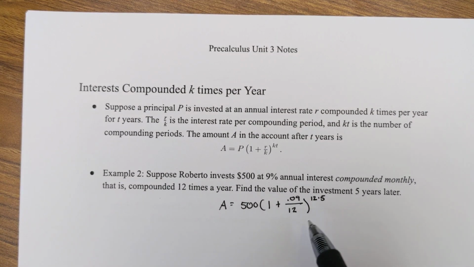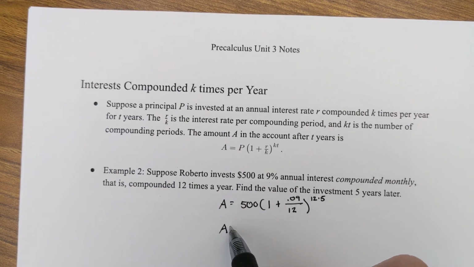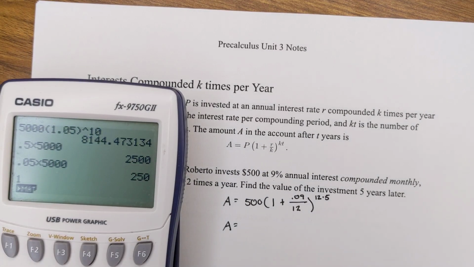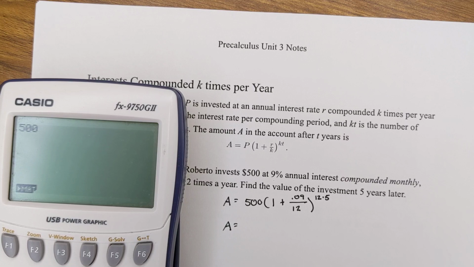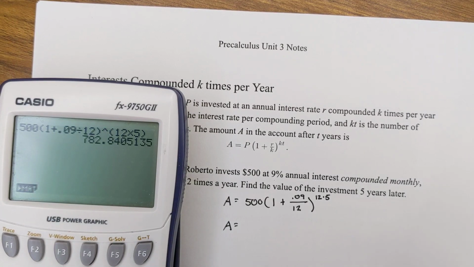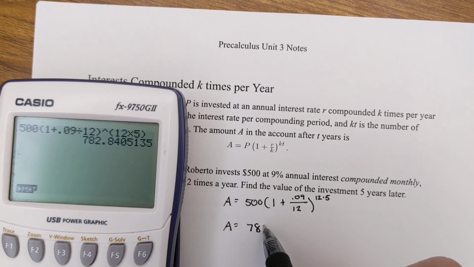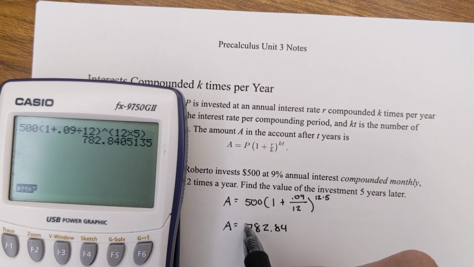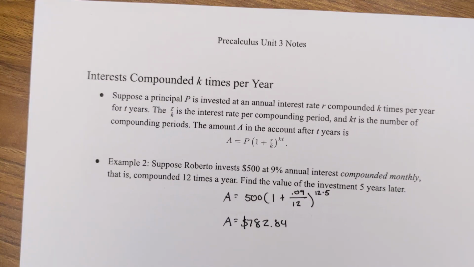Now, these are all numbers. You can literally type that entire string into your calculator, and it'll spit the answer out all at once. So 500 times 1 plus 0.09 divided by 12 raised to the 12 times 5. Notice you do need parentheses around the stuff in your exponents, unless your calculator lets you type in the exponent. So Roberto here will have $782.84. Remember, this is money, 2 decimal places.